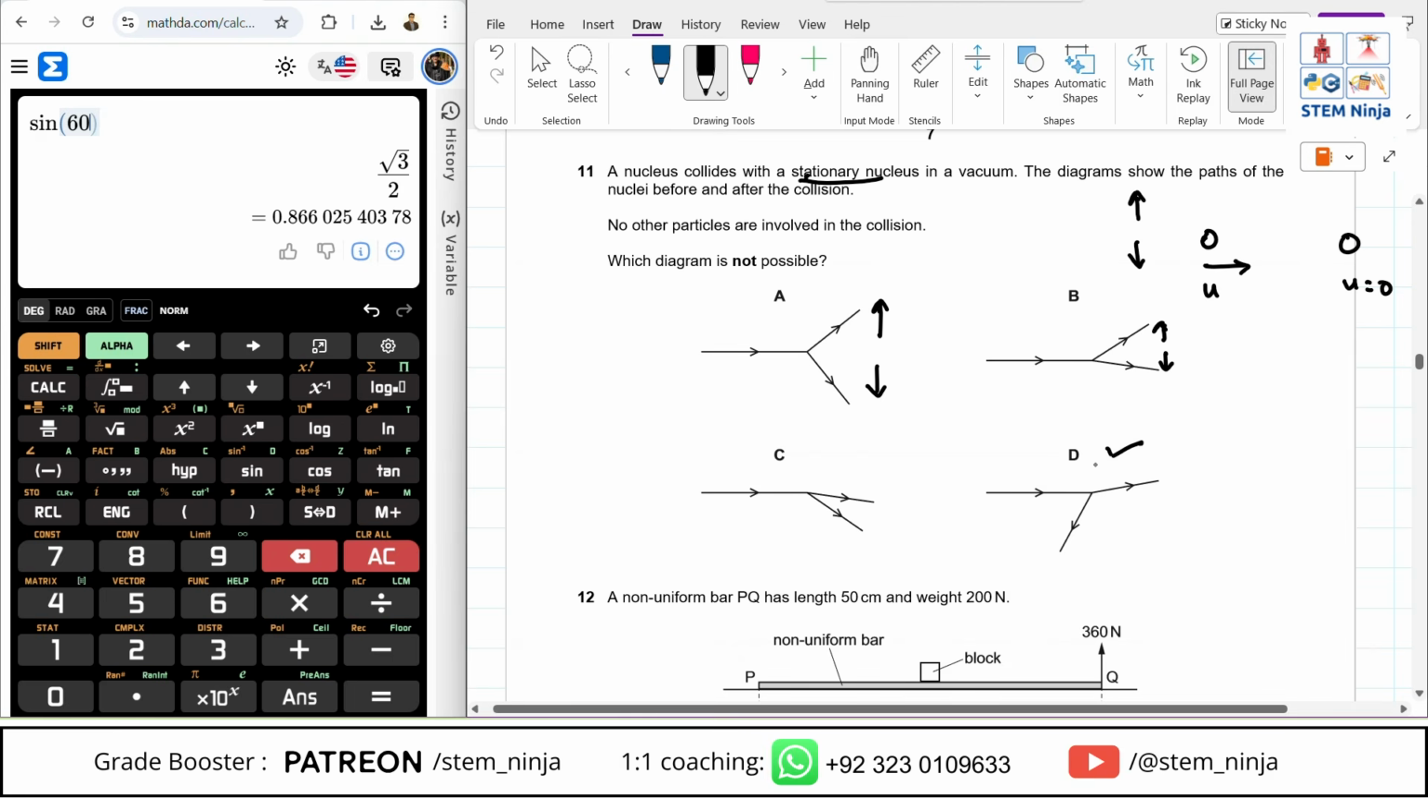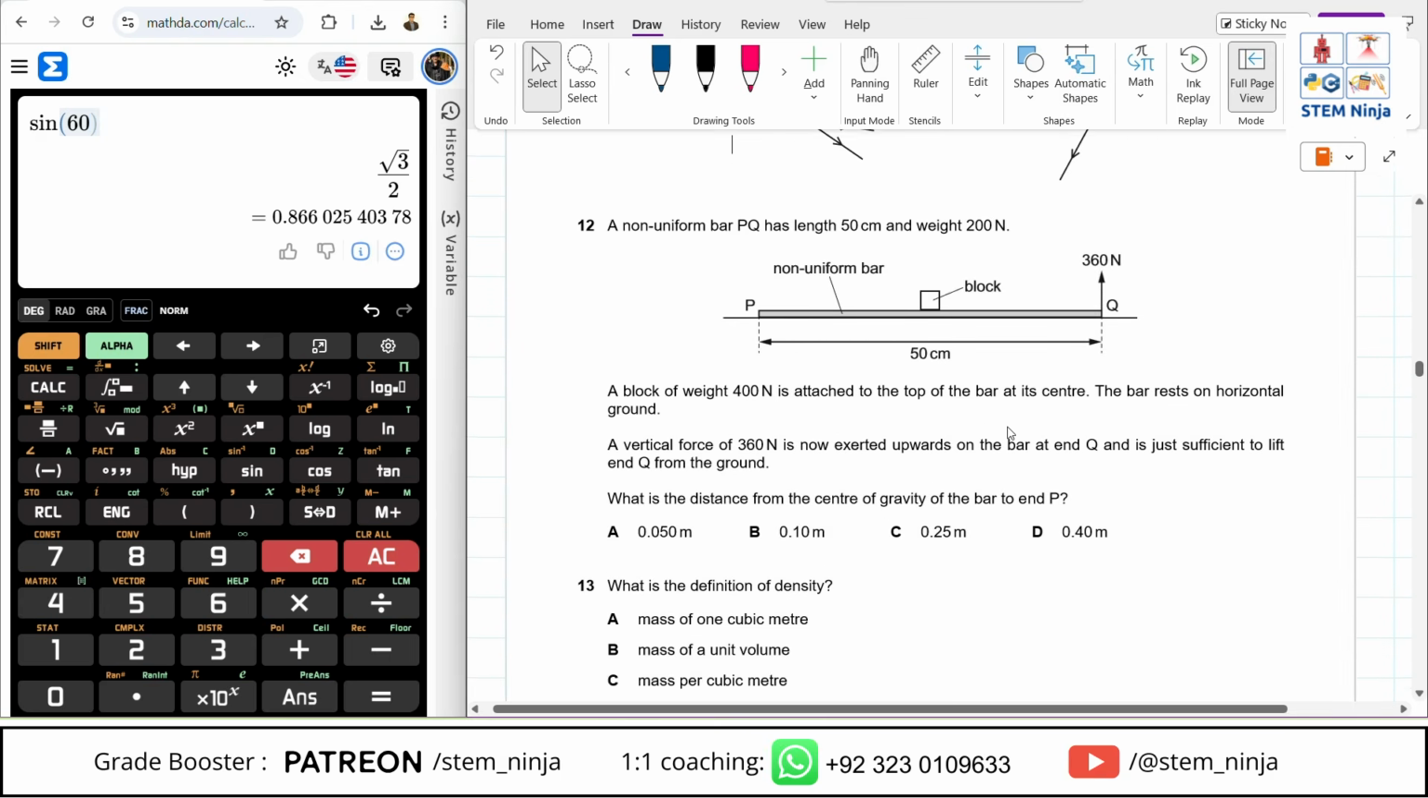Same with here. This is the only thing that does not make any sense because they're both going in the same direction. Although they're both moving towards the right, their perpendicular direction is going downwards. So this does not make any sense. Since the momentum is conserved, the perpendicular directions, perpendicular to the original direction, should have been opposite. So this is the only thing that's not possible.